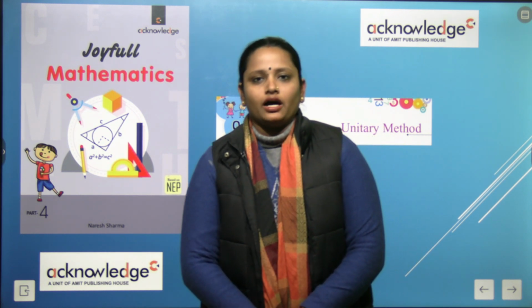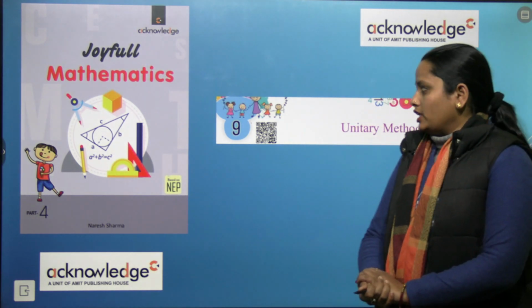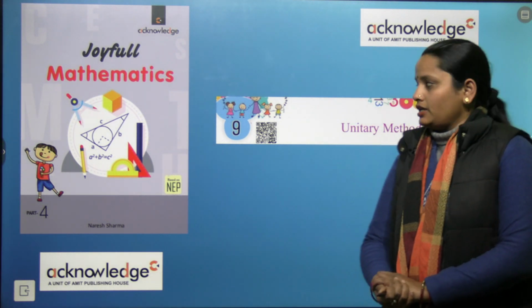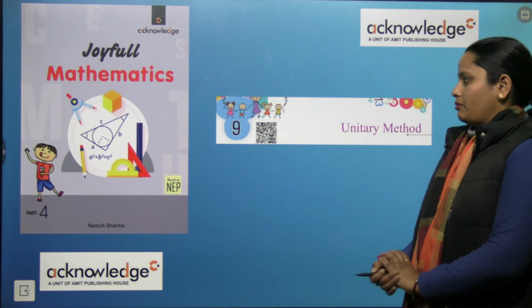Children, my name is Vandana and we are doing Maths, Class 4. Children, this is a book and the name of the book is Joyful Mathematics. So, let's start a new chapter today. This is chapter number 9 and the name of the chapter is Unitary Method.